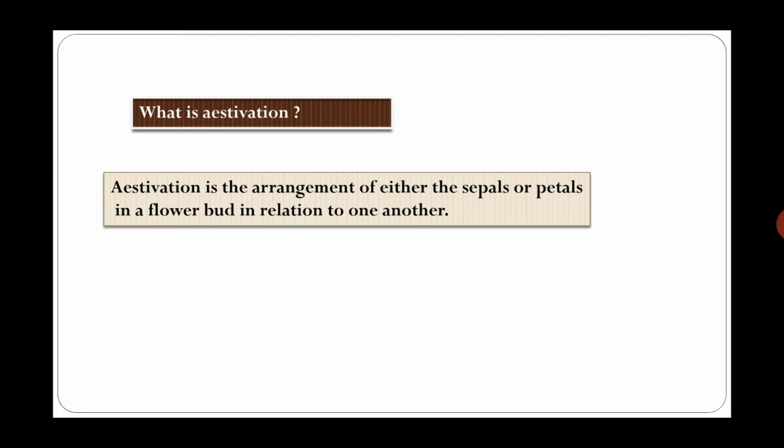Of these, the first two, that is calyx and corolla, are called accessory whorls. And the unit member of calyx is the sepals, and the unit member of corolla is called petals. So, their arrangement in a flower bud in relation to one another is called estivation.